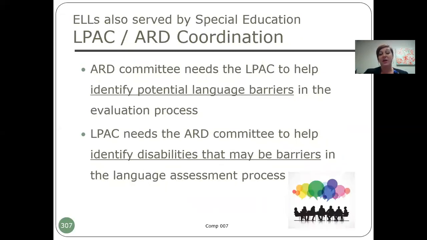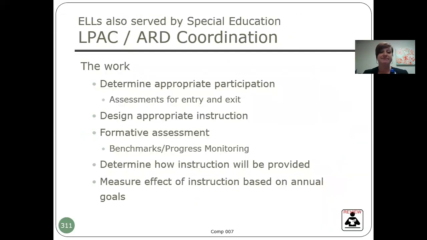As you can see, the ARD needs the LPAC to identify the language barriers, and the LPAC needs the ARD in order to help understand better the disability barriers that the student might have. And again, what do we work on together as the ARD and LPAC? We're going to determine that appropriate participation for assessments, for entry, for exit, for state assessments.